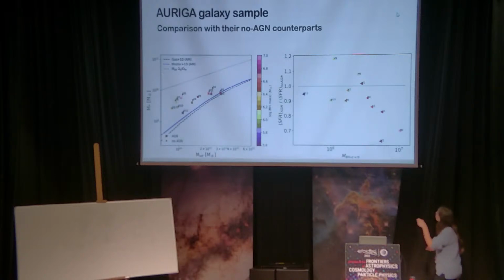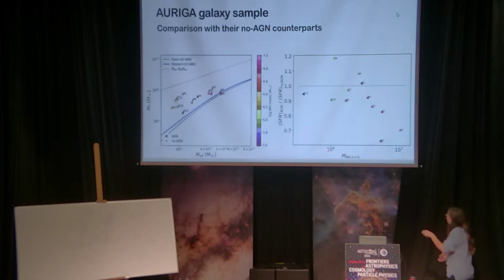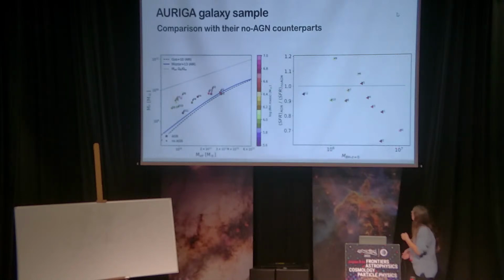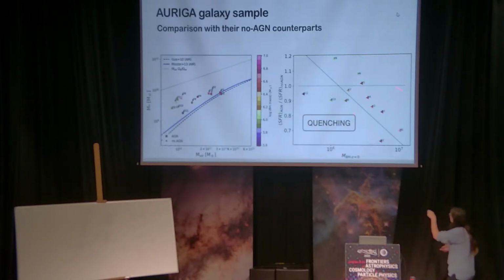Now, this plot shows the ratio between the median star formation rate through the whole time for both configurations versus the black hole mass at the present time. You can see how there is a pattern, and those galaxies that have a massive black hole show a larger difference in the star formation history. So those that have larger black hole masses are more quenched.